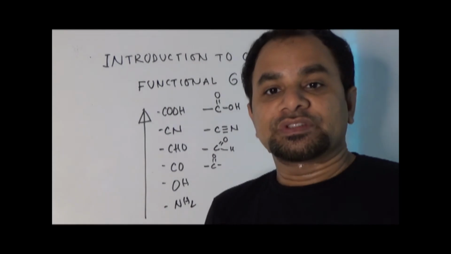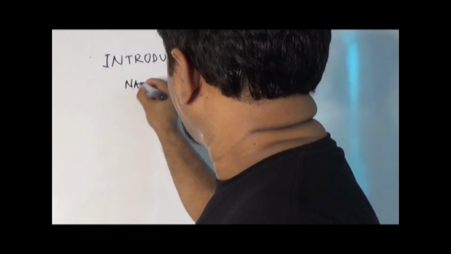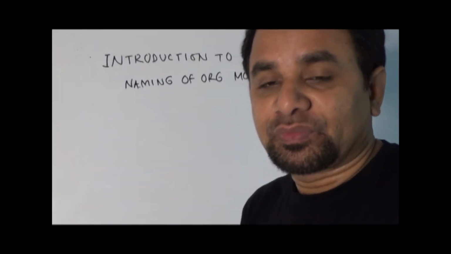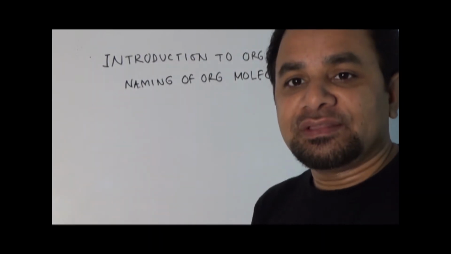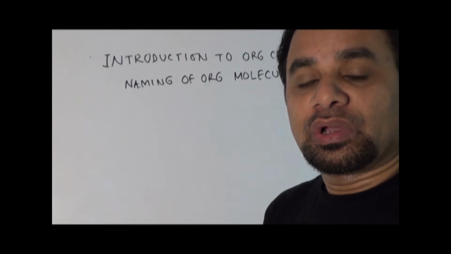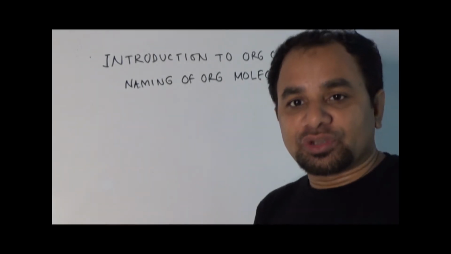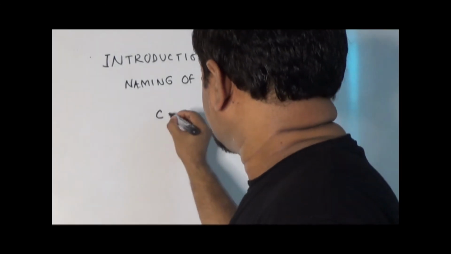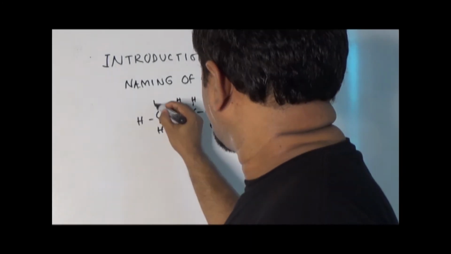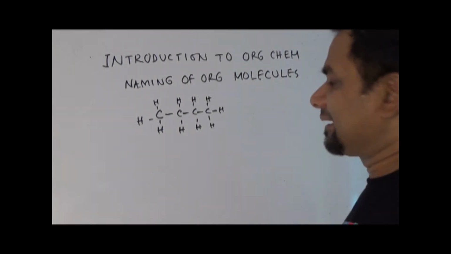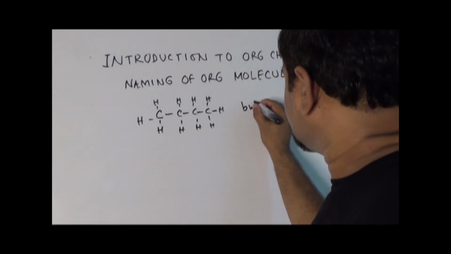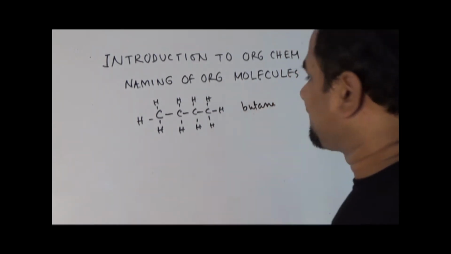Then I want to discuss naming of organic molecules. For the naming, we have to follow some rules: the number of members in the main chain, the functional group, the branch, and the position of the branch. The first one, this is an alkane. The alkane butane. Butane is the normal butane.